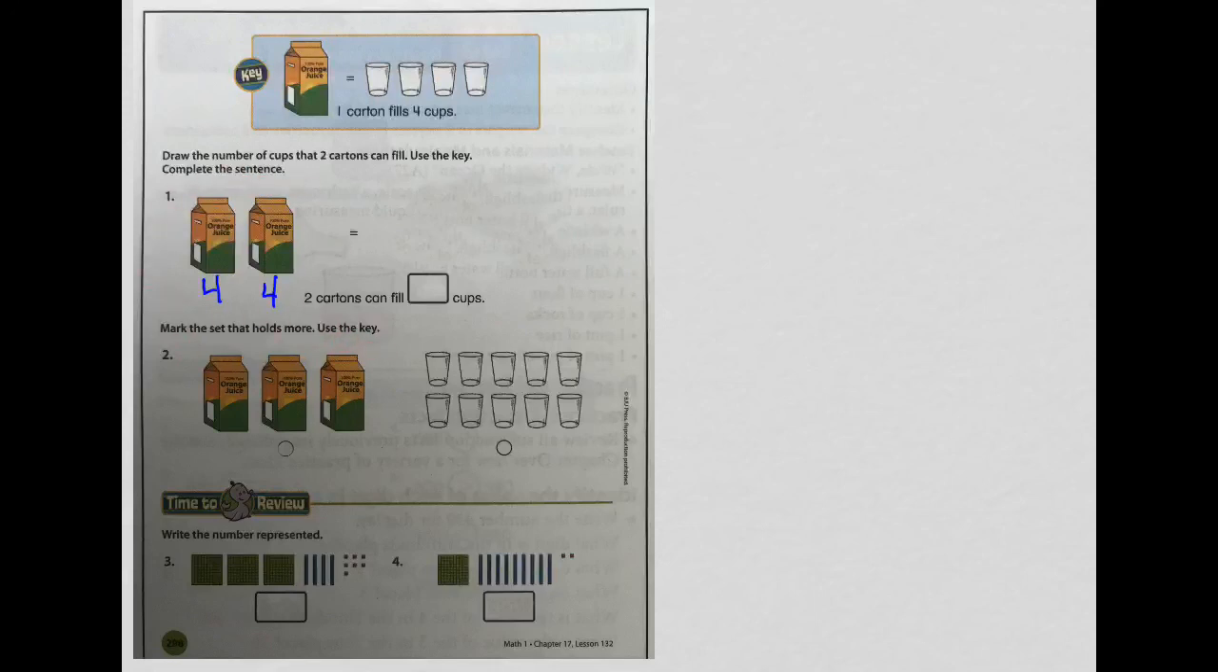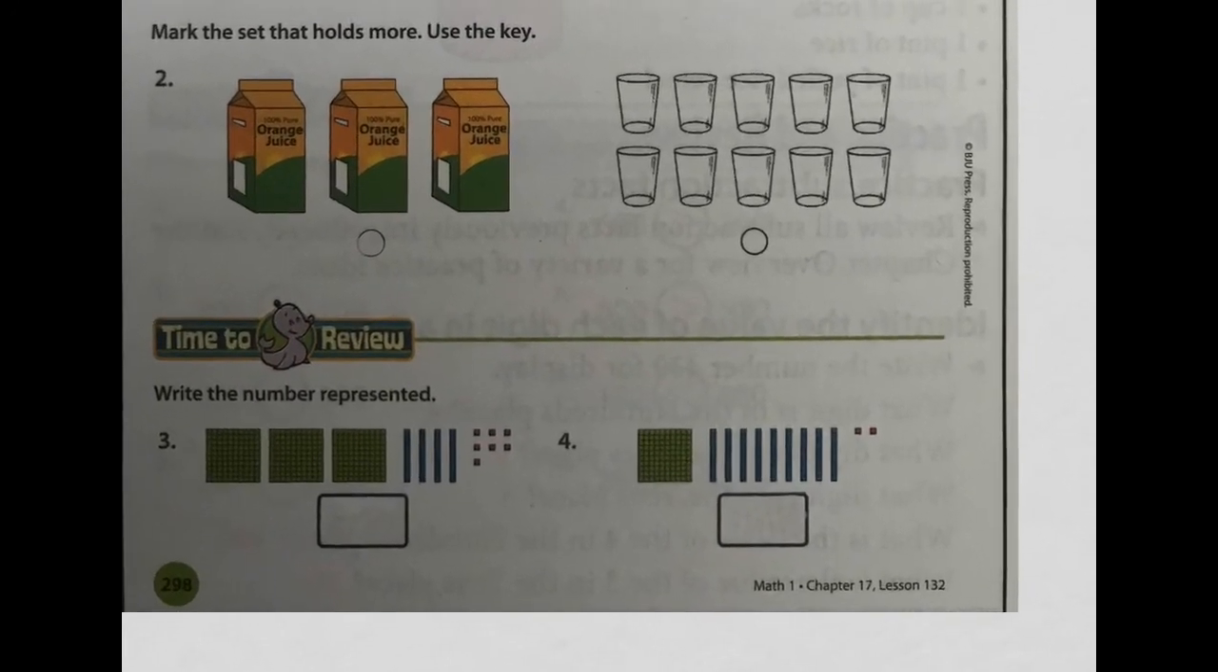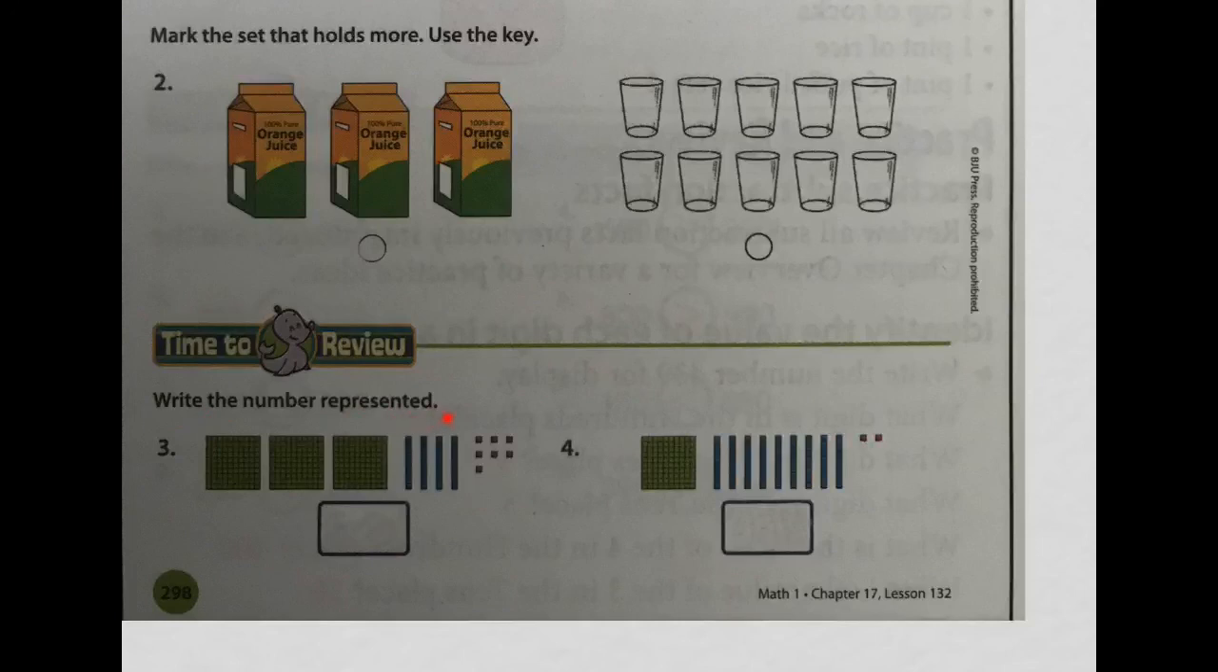So you can do like we did with number 1 and put the amount of cups each one of these cartons holds, and then compare with how many cups are over here. Or you can circle how many makes 1 carton, in this case 4. So you can make sets of 4 and see if there's enough to make 3 cartons or not. But you're going to mark the set that holds more. And then down below, you're going to write the number represented. Remember, these squares are hundreds, and then these blue ones are tens, and then you have the ones. And then just write what that is. Just count those up and write them in.